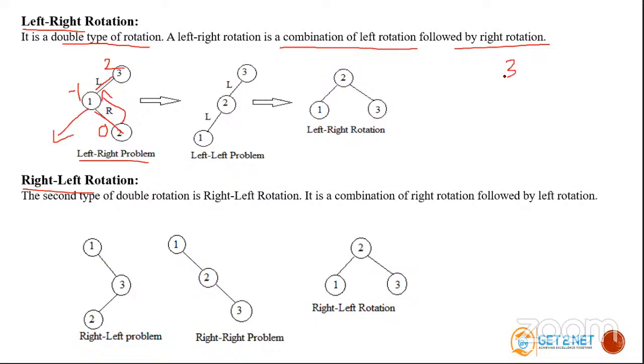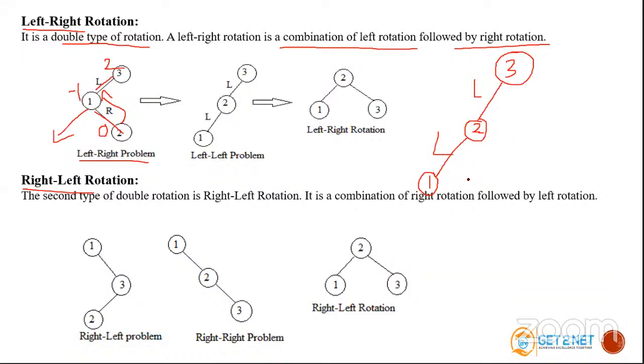Means if this is 3, the 2 should come to the left of the 3. The 2 was first in the right subtree of the 1, but now we have to rotate it. We take the 2 to the left subtree of the 3. Then we put the 1 in the left subtree of the 2. Now it is a left-left problem, because a left subtree and a left subtree are there.